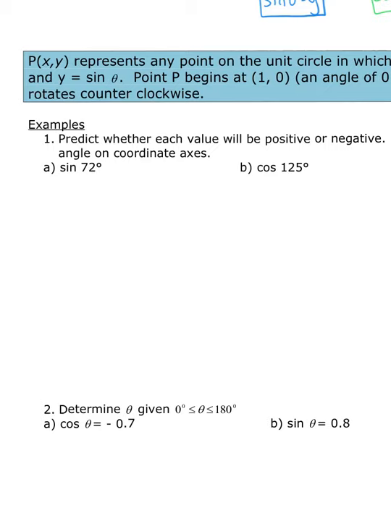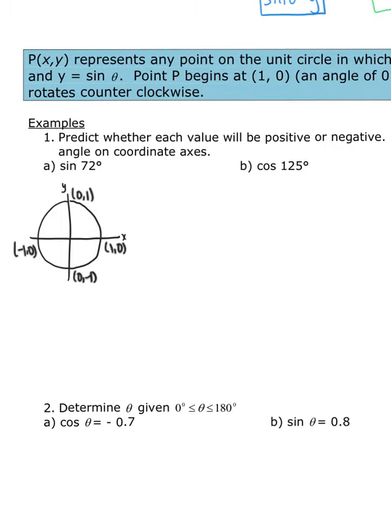So let's look at a few examples, just getting used to using this unit circle. Here we are asked to predict whether each value will be positive or negative, and we want to sketch that angle on the coordinate axis. So the first question is sine of 72. So we need to draw the coordinate axis. You can label x, y if you'd like to, and then draw a circle.